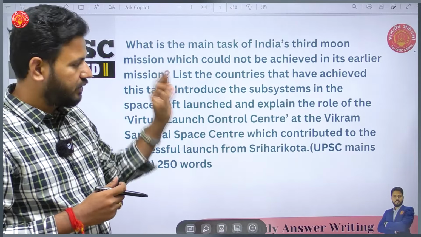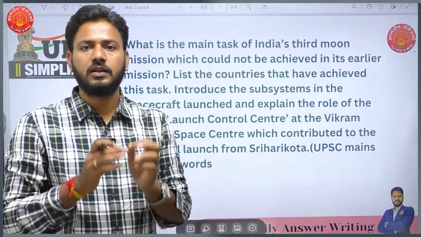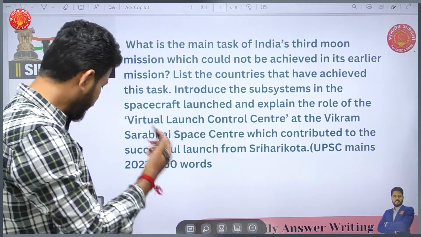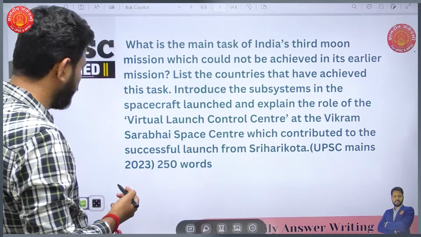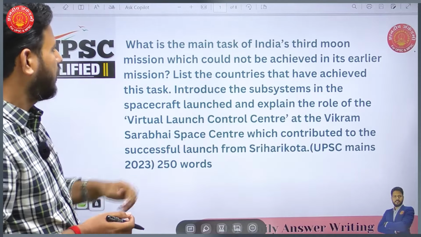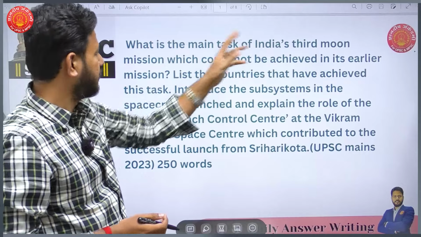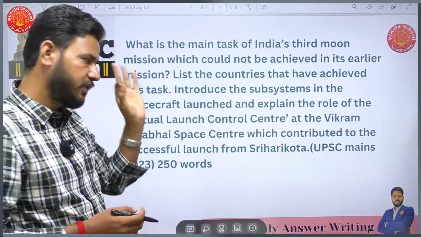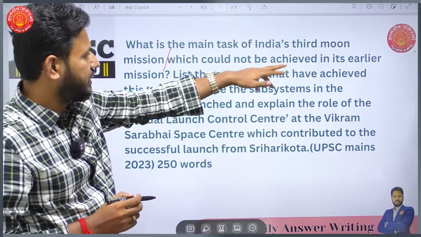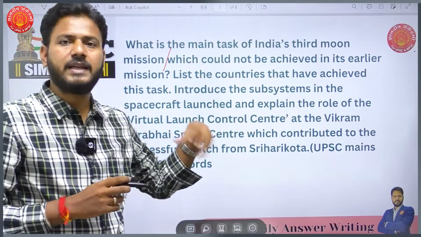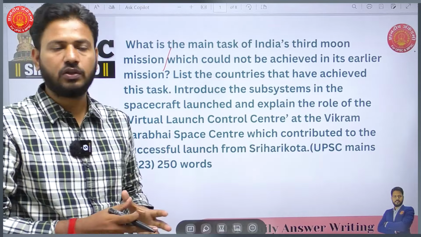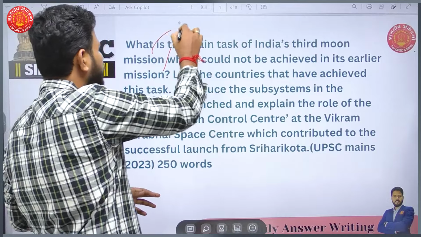Why? Because in this question, you straight away have all the clear-cut focuses where you have to write. Okay. Now, instead of taking this on the slide, I'll straight away show you which parts in this question are focuses. Now, what is the main task of India's third moon mission is your first focus, right? Which could not be achieved in its earlier mission. Now, this is in comparison to Chandrayaan 2, which was not a success, right? Because we could not soft land on the moon. So this is your first focus.